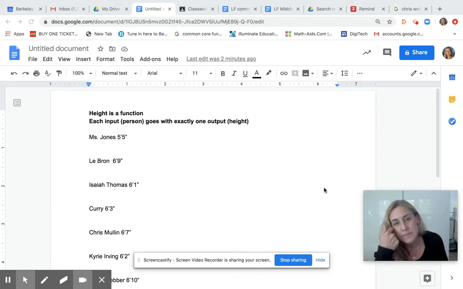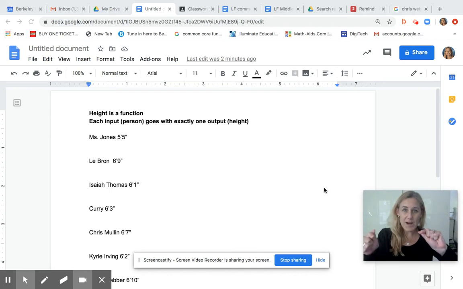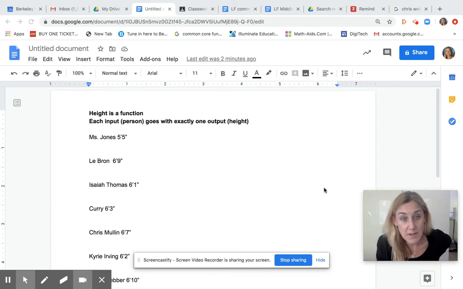LeBron, he's 6'9". So LeBron goes with 6'9". Isaiah Thomas, somebody who's not super tall in the recent history of basketball, is 6'1". Input, output. In a different way, you could show inputs and outputs with a graph, because if it's an x and a y, you could actually graph it. So Isaiah Thomas would have a certain bar that's a little bit shorter than LeBron, but taller than Miss Jones.